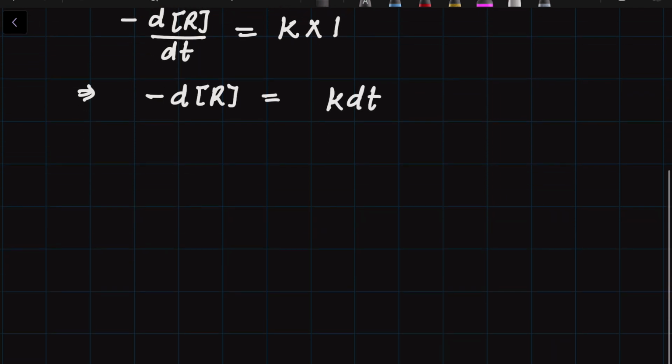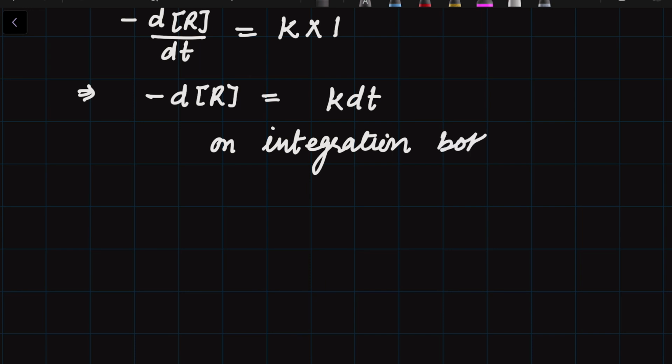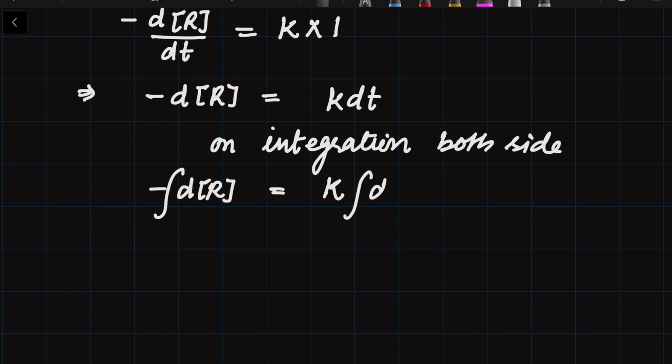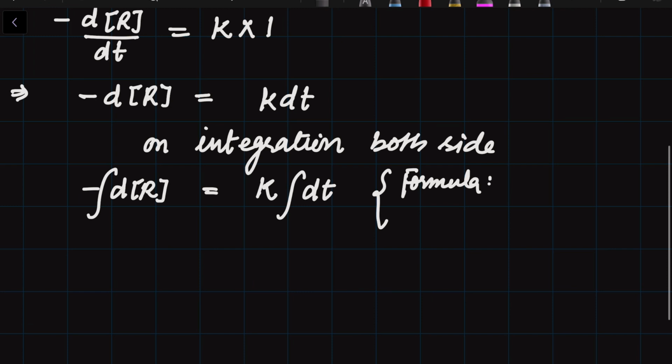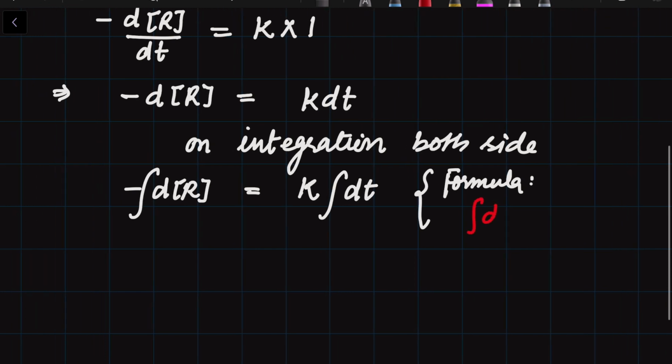Now we have to integrate the equation. On integration of both sides, we get the integration of minus d concentration of R equal to K, which is our constant, so we keep K outside the integration, and dt here. Here we are going to use a basic formula of integration: the integration of dx is equal to x, a simple formula.